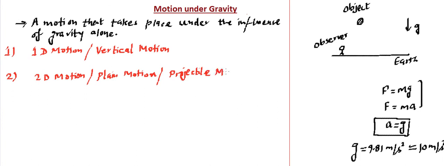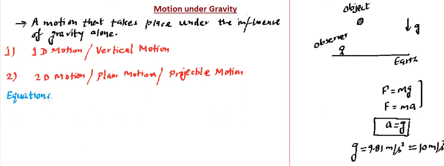So one by one we will be covering both these types, 1D motion or 2D motion or whatever. Now one thing is clear, that this acceleration is a constant. Since acceleration is a constant, our equations are going to be of the constant acceleration case. So for all the motions under gravity, we can have equations of motion like this.